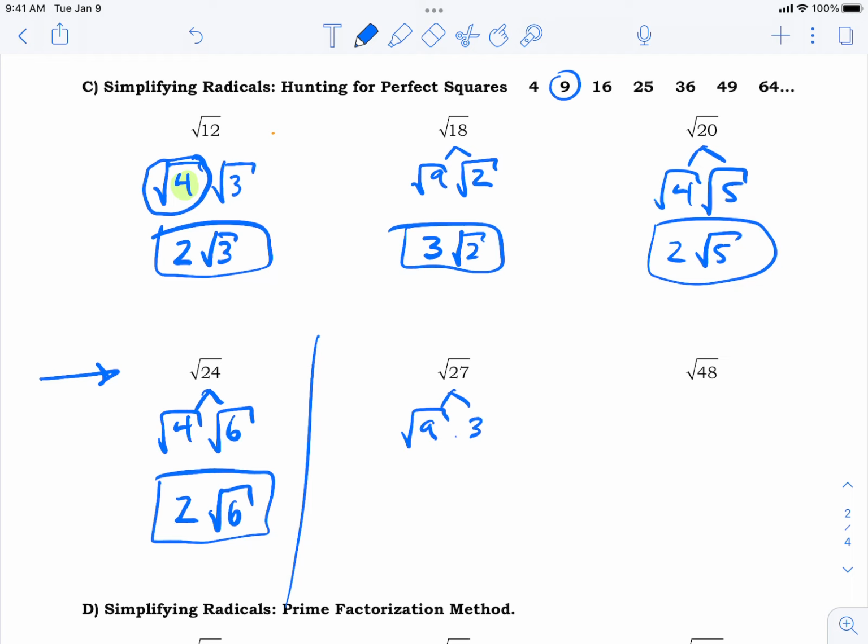So really I'm taking radical 9 times radical 3. Radical 9 can be simplified. What times itself is 9? 3 times itself is 9. Remember, the principal square root of 9 is 3. So that's a 3, and then this is still there. So this is 3 times radical 3.